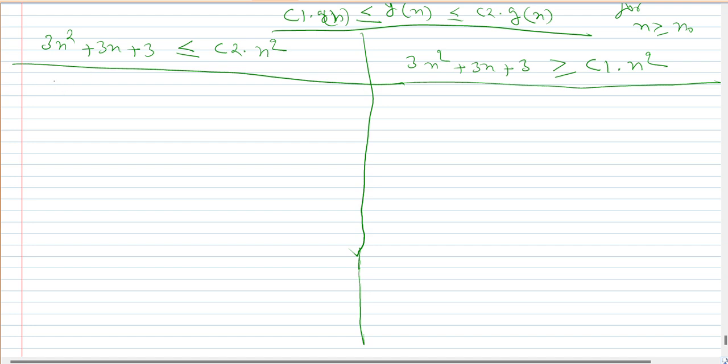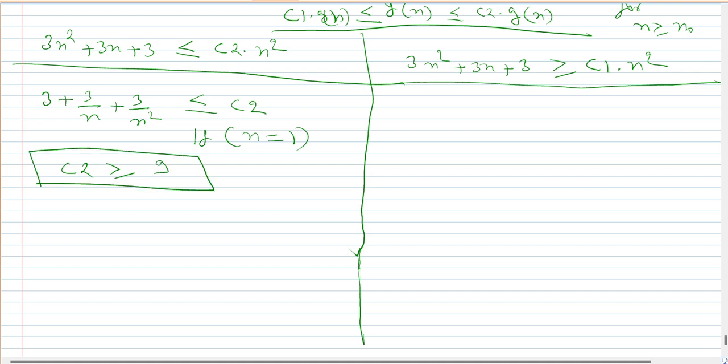Let's divide this whole inequality by n square. So this will become 3 plus 3 upon n plus 3 upon n square less than or equal to C2. So if I choose n equal to 1, our C2 should be greater than or equal to 9.